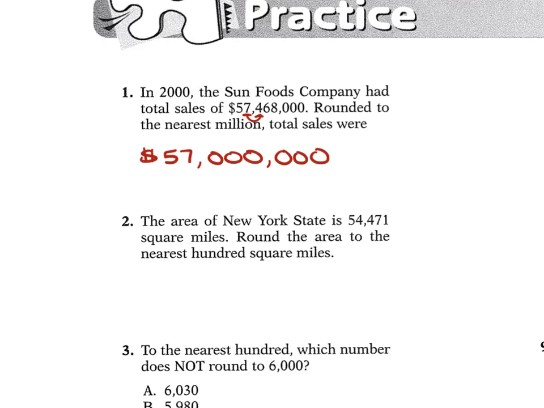2 says the area of New York State is 54,471 square miles. Round the area to the nearest 100 square miles. The number in the 100 place value is the 4. The number to the right of it is 7. It's greater than 5, so this is 54,500 square miles.